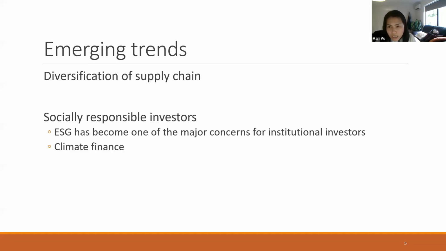Another emerging trend is also climate finance, with issues like carbon trading, carbon emissions, and so on and so forth. And finally, there is a growing sector of the financial markets for green financial products like green lending or green bonds. I think these are the emerging trends that, as a person going into the job market soon, you should be aware of.